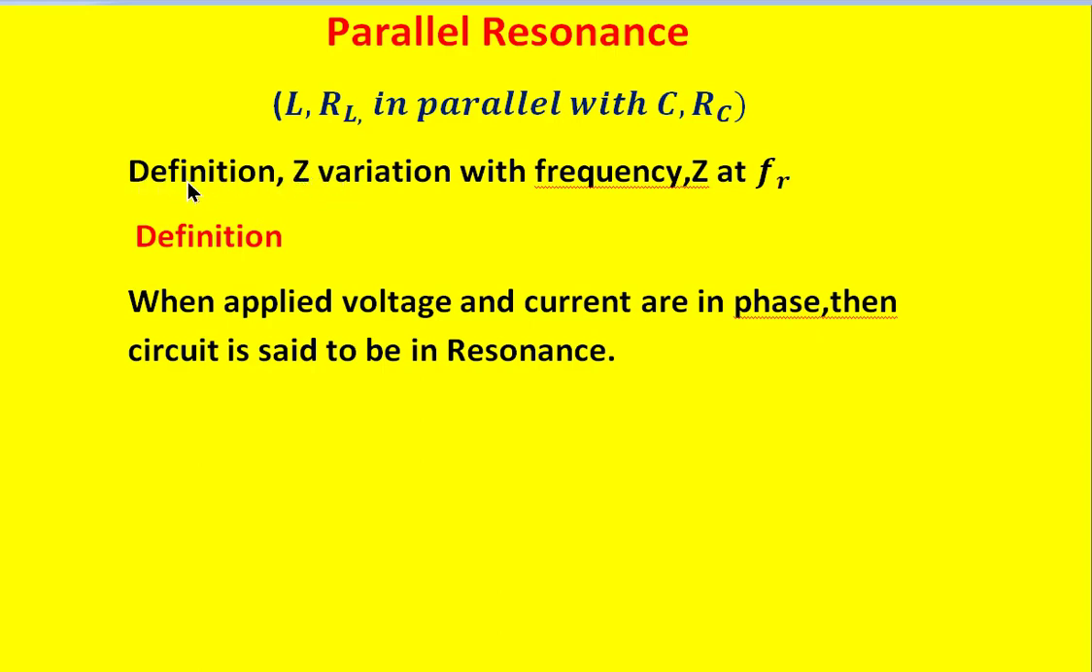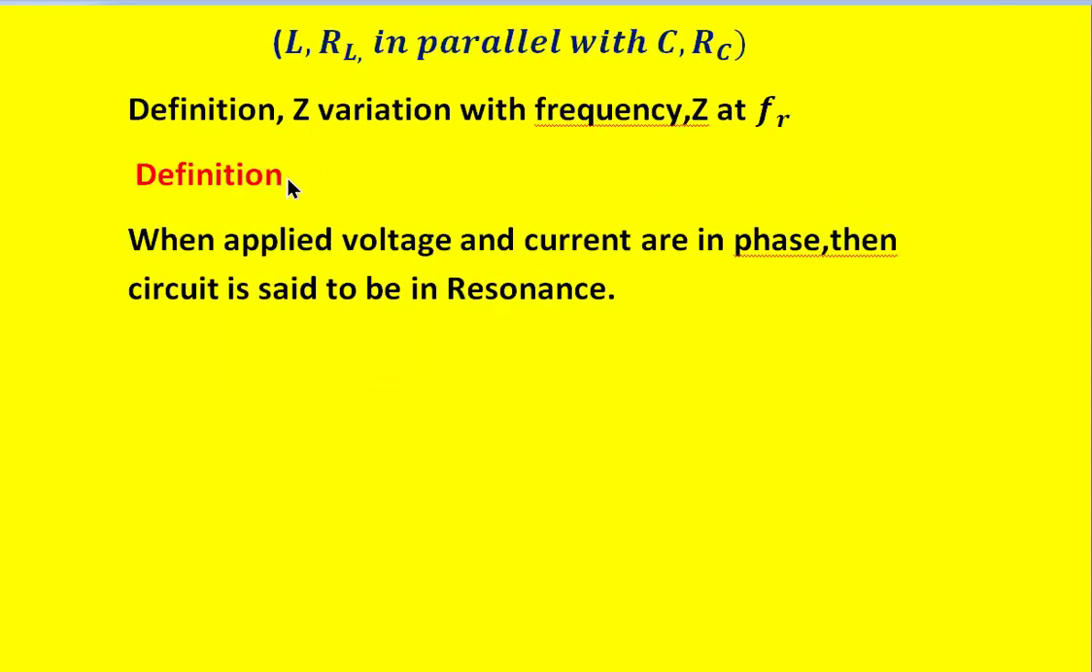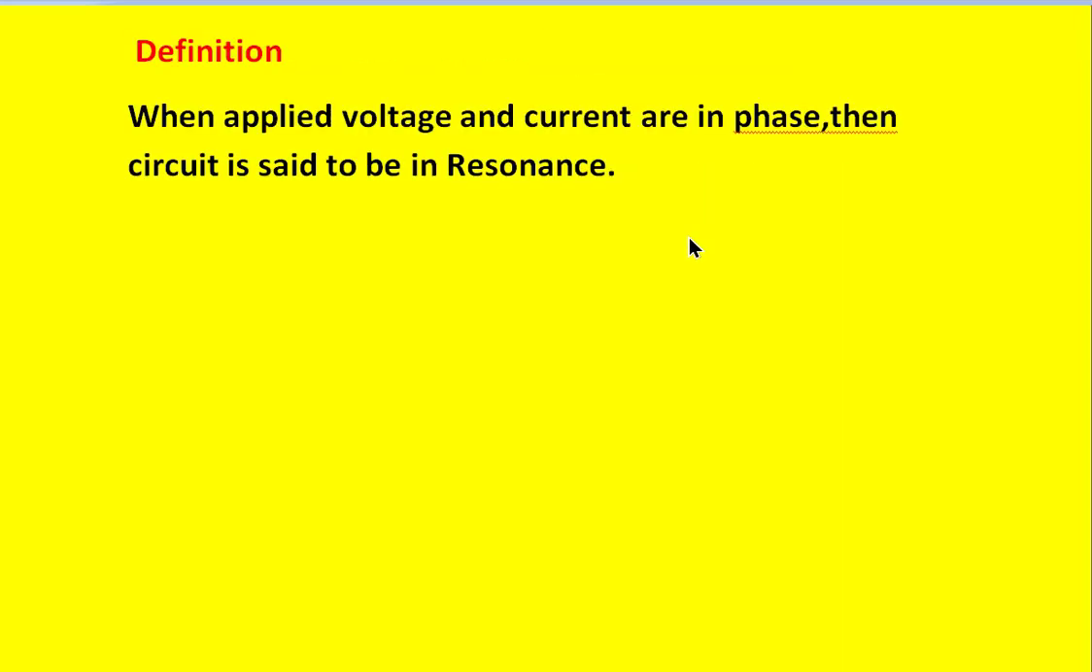we discuss the definition of resonance, variation of current with frequency and resonance frequency, and variation of the voltage under resonance condition. So what is the definition of resonance? Resonance is nothing but when the applied voltage is in phase with the current flowing through the circuit, then the circuit is said to be in resonance.